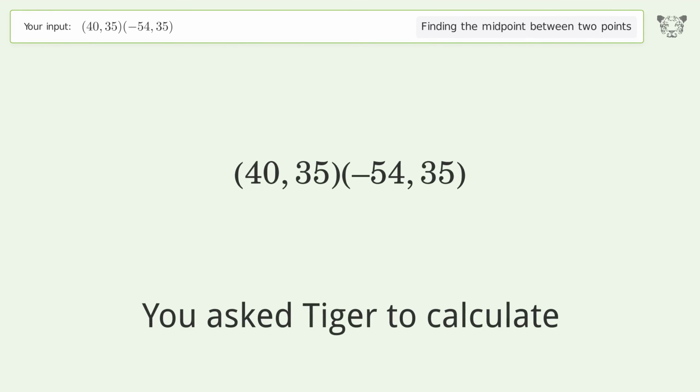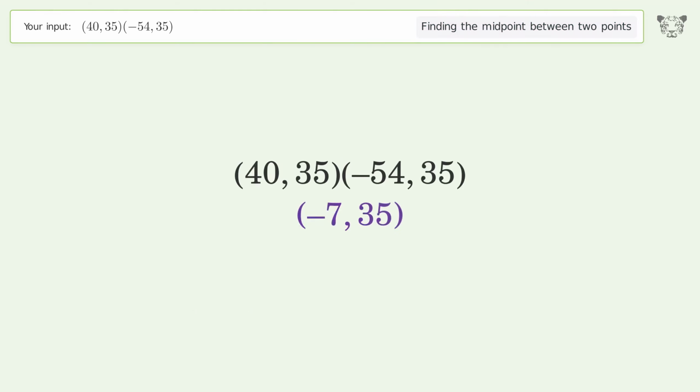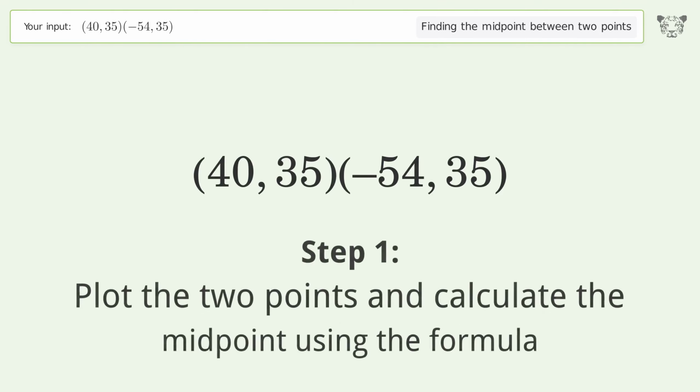You ask Tiger to calculate. This deals with finding the midpoint between 2 points. The midpoint between the 2 points is -7,35. Let's solve it step by step. Plot the 2 points and calculate the midpoint using the formula.